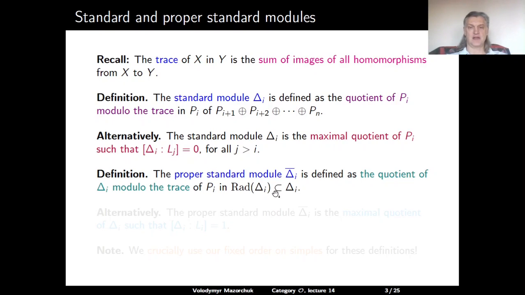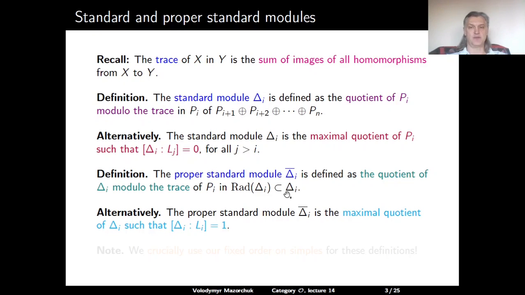And the radical of delta i is a submodule of delta i, so this trace will be a submodule of delta i. Alternatively, we can say that the proper standard module delta i overlined is the maximal quotient of delta i, which has the property that the composition multiplicity of Li in delta i overlined is equal to 1. Please note that for these definitions, we crucially used our fixed order on simple modules.